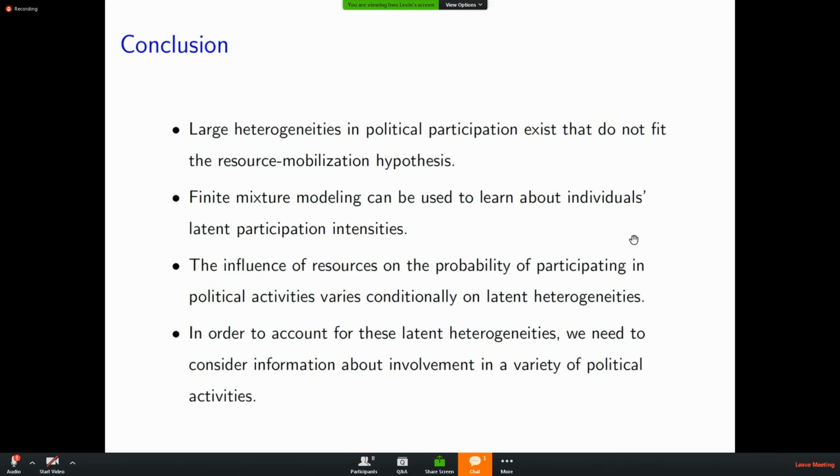Suppose that you're an analyst who's interested in predicting whether someone is going to vote, or you're interested in whether educational attainment is associated with higher likelihood of voting. Then it is important, if you want to make accurate predictions, not just for an average individual in the sample that you're considering, but for the different types of individuals that exist in the sample, it's not enough to just focus on voting. You also need to look at individual decisions as to whether to participate or not in other types of activities.